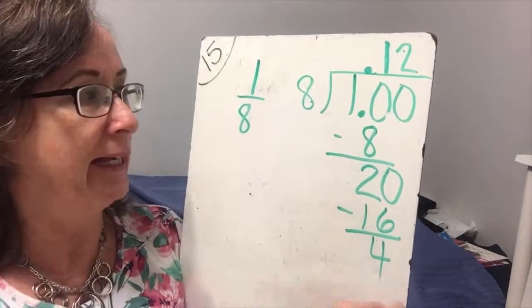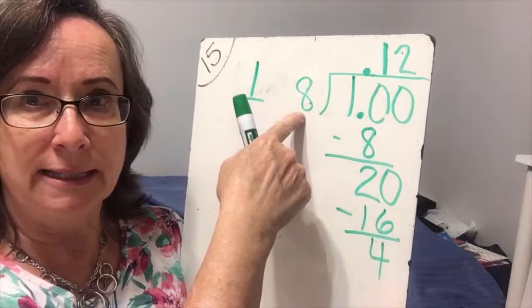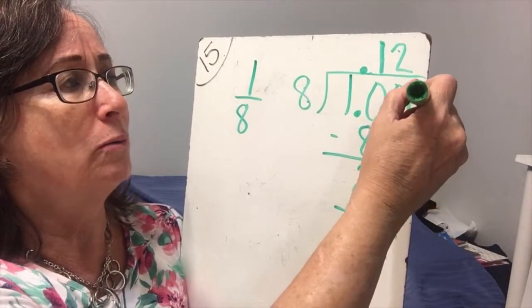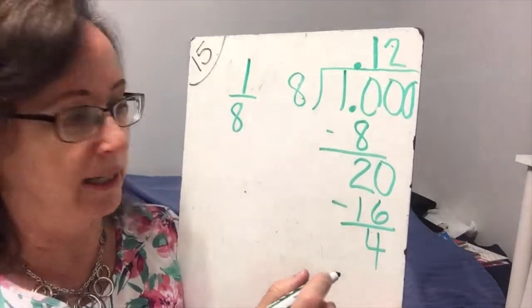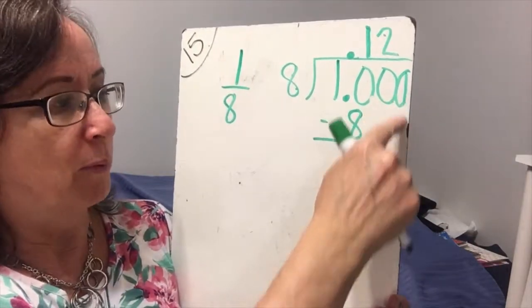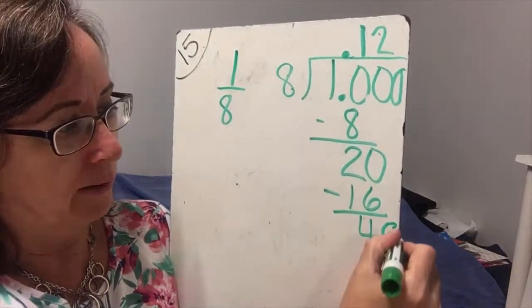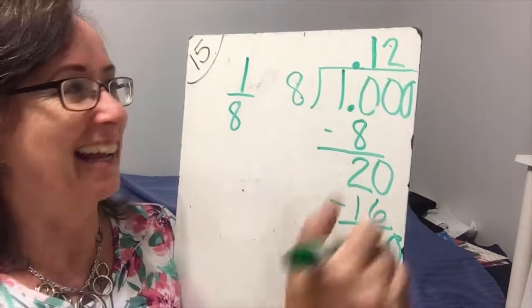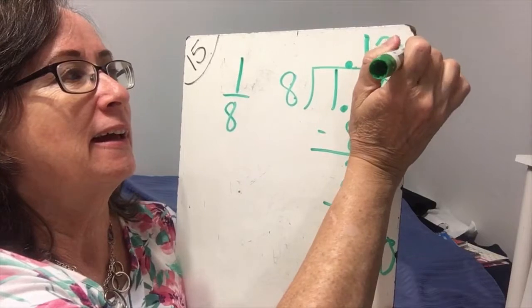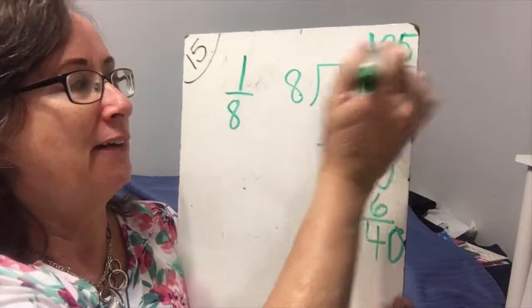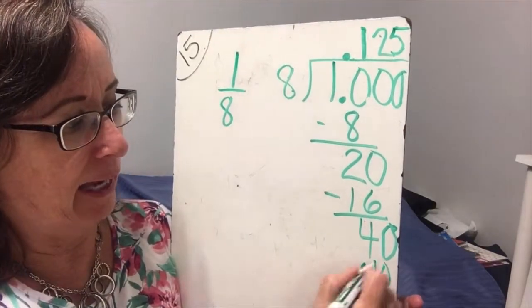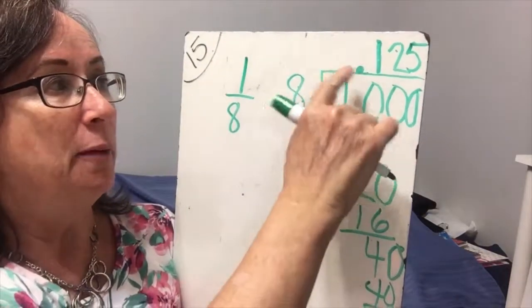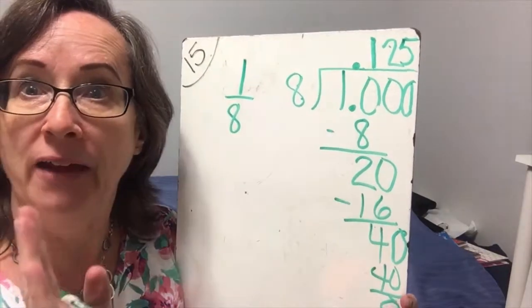And then 4 is less than 8. So I'm going to put 1 more 0. There it goes. I squeezed it in there. So I bring down the 0. And 8 into 40 goes exactly 5 times. So 5 times 8 is 40, and I am done. And that's what we call a terminating decimal because 0.125 and done.